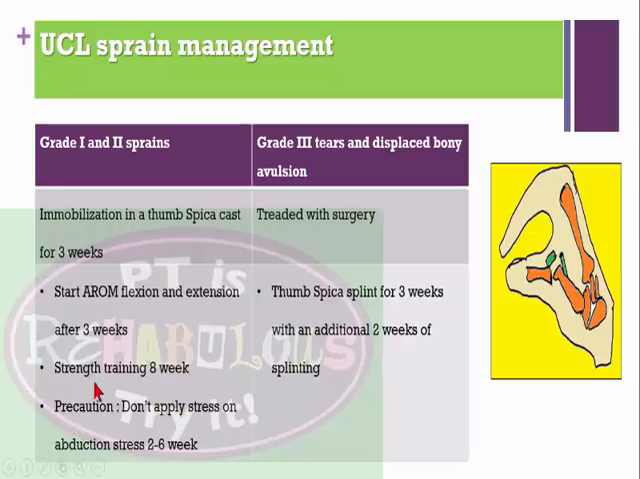Especially we should take the precaution that we don't apply any stress on abduction, like if we are applying abductor stress on the thumb, that may aggravate the symptoms. So avoid stress up to 2 to 6 weeks. If it is a grade 3 tear, that may be a displaced injury, so bony avulsion injury will be there, and that is treated with the help of surgery. Thumb spica splint for 3 weeks and an additional 2 weeks of splinting is needed for this kind of injury.